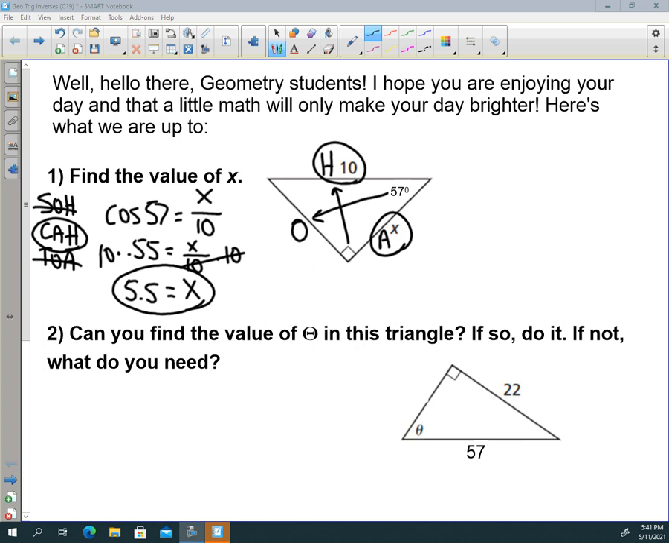Now, problem 2, can you find the value of theta in this triangle? If so, do it. If not, what do you need? Well, this is interesting because this is a right triangle. We know two side lengths. We could easily get that side length by throwing the 22 and the 57 into the right places in the Pythagorean theorem, but we don't have anything yet that helps us solve for an angle when you know two sides. Well, not yet anyway.